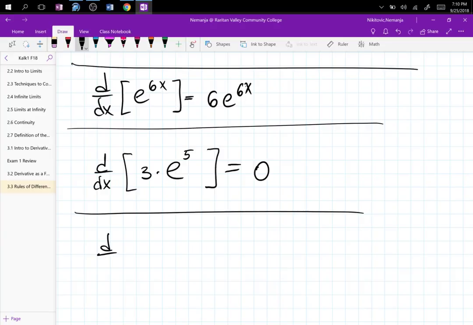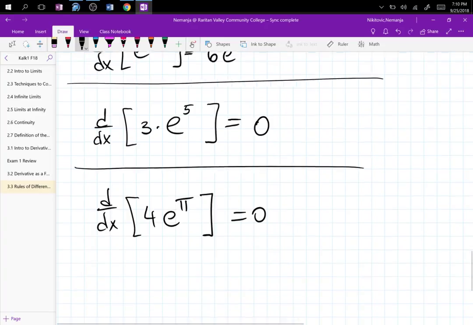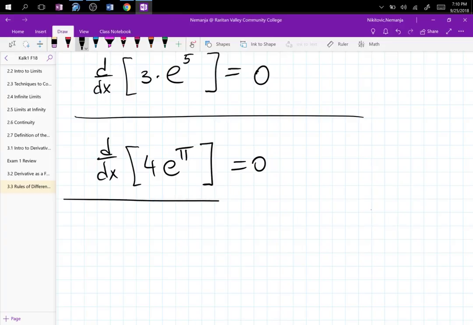Let's see. How about if I had 4e to the pi? That's still 0. I can't trick you there, huh? Let's see what happens at the exam. Trust me, I'll forget.